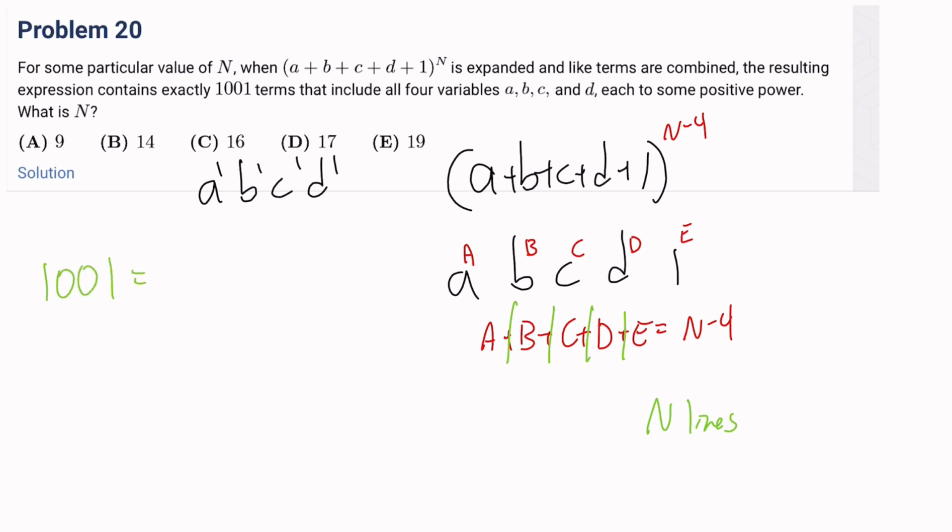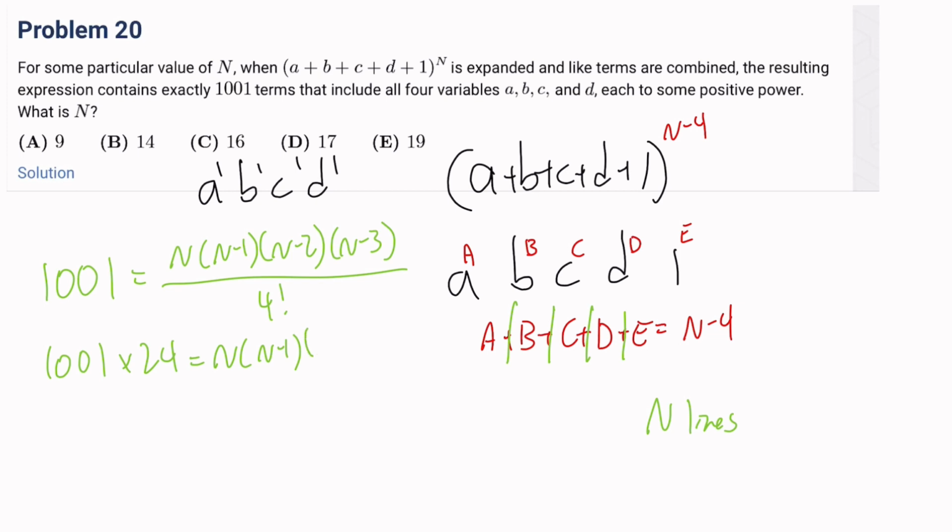would be equal to, since there's n lines to choose from, n times n minus 1, n minus 2, n minus 3, each for A, B, C, and D, right? And then since these are 4, the numbers can be switched around, so it's out of 4 factorial. So 1001 times 4 factorial, which is 24, is n times n minus 1, n minus 2, n minus 3, right?